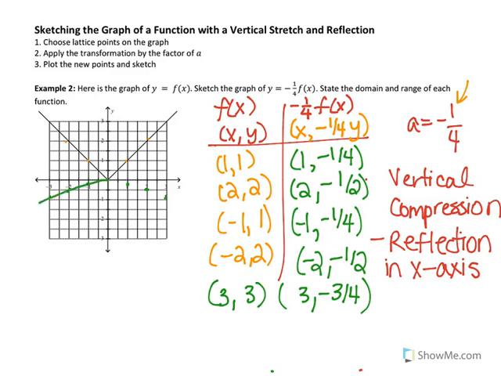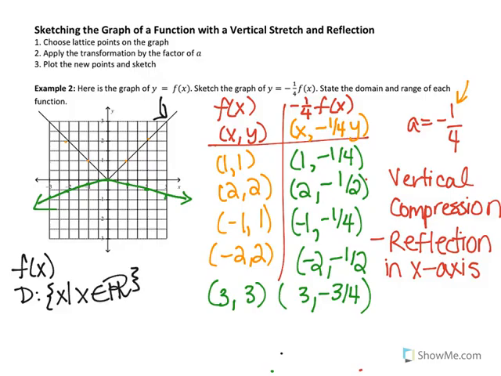So it looks like this. You should notice that it is wider, the opposite of skinnier. Skinnier is for a stretch, wider is for a compression. Looking at our domain and range for our original function, my domain would be x is an element of the real numbers, and my range would be y is greater than or equal to 0.